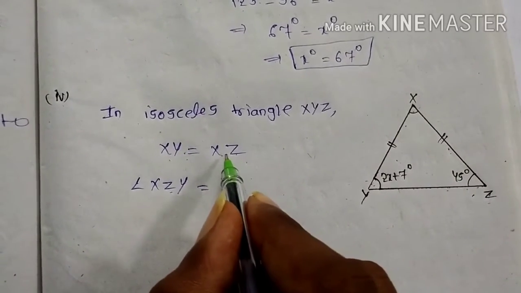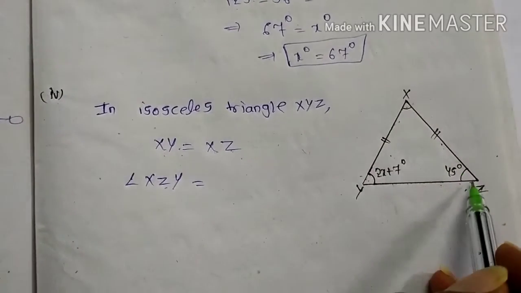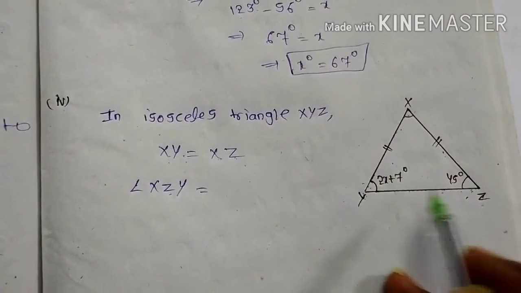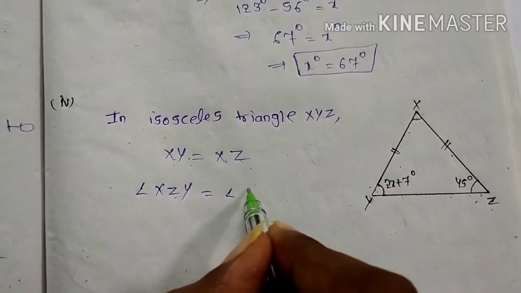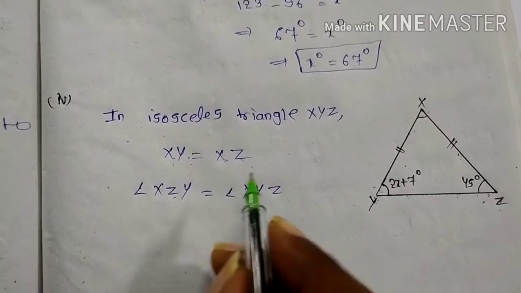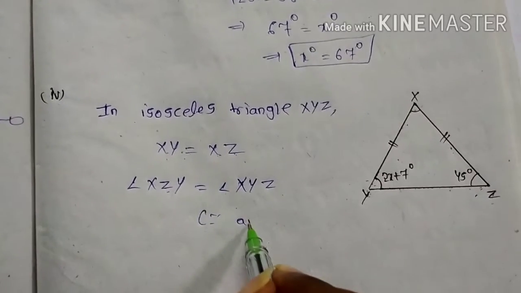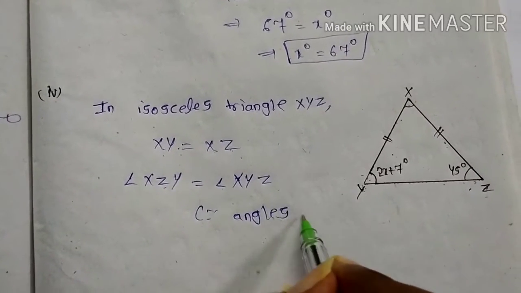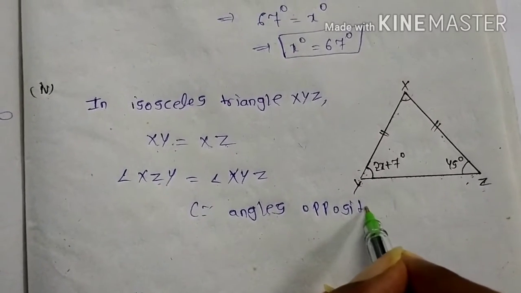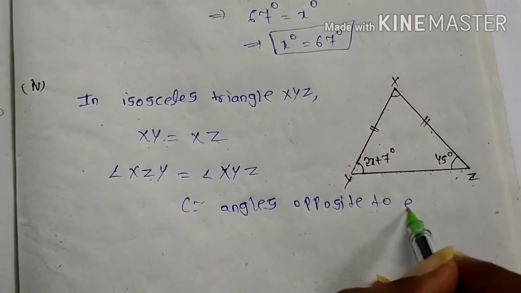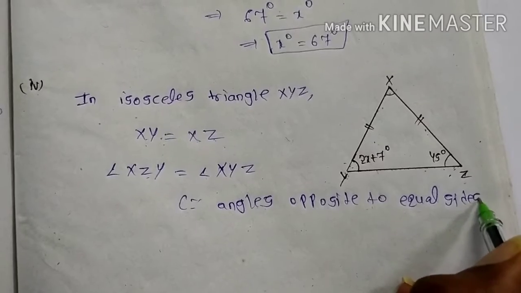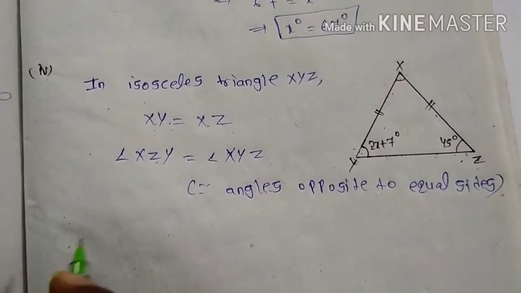In the similar way, see here. What is the angle opposite to XZ? XZ opposite angle is Y only. Yes or no? That means angle Y, written as angle XYZ. You can write here angle XYZ. In the brackets you can write here angles opposite to equal sides. Angles opposite to equal sides are always equal.